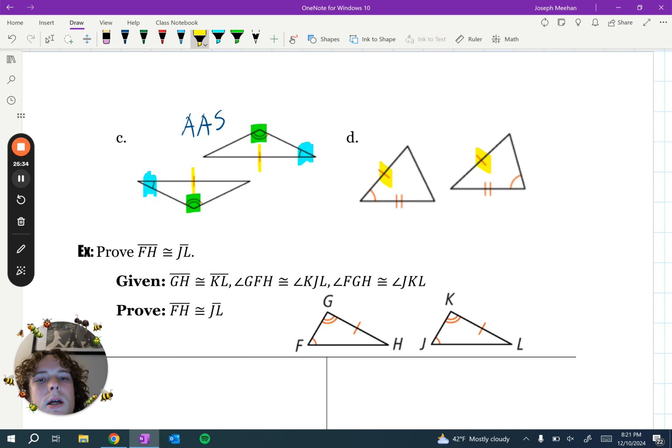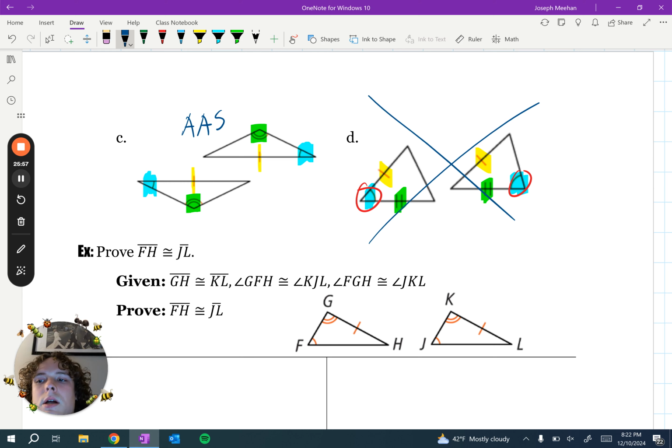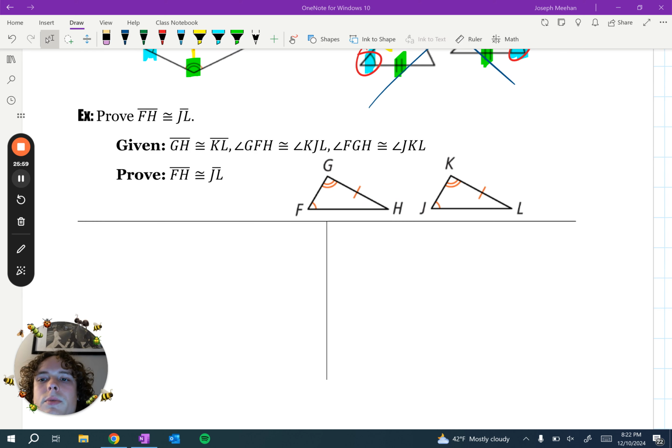D here, let's see. We have a side, we have an angle, and we have a side and a side. This one's kind of tricky because you have three parts congruent to three parts, but again, those parts aren't corresponding. See how this angle is in between those two sides, but this one isn't? Since those aren't corresponding, then these triangles are not congruent, okay? So not congruent, does not work.